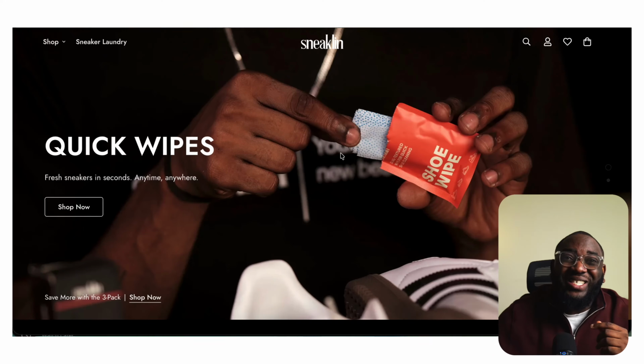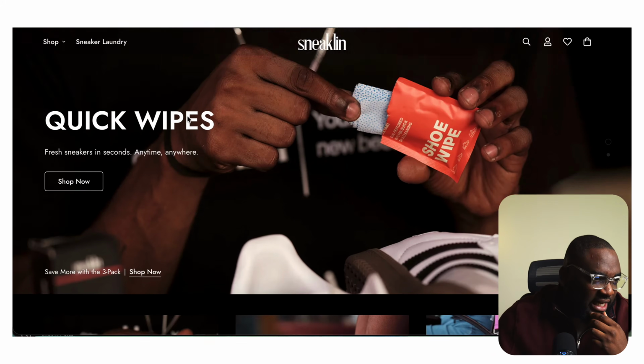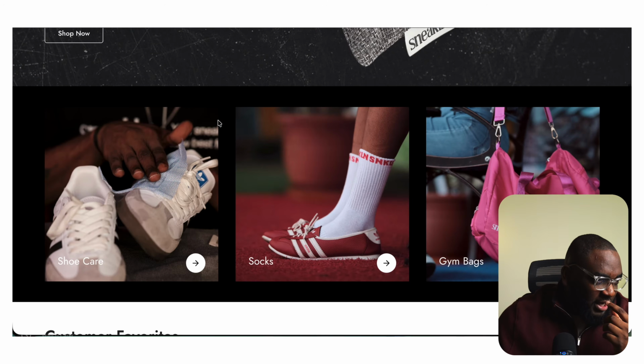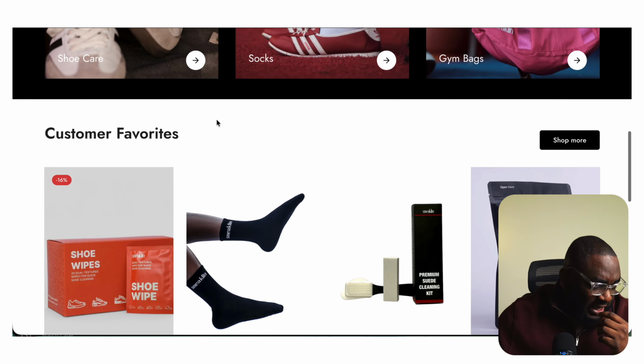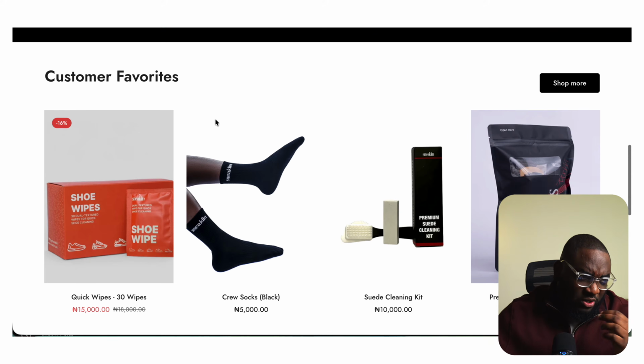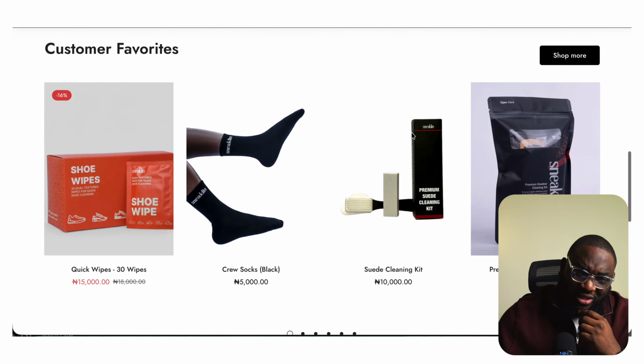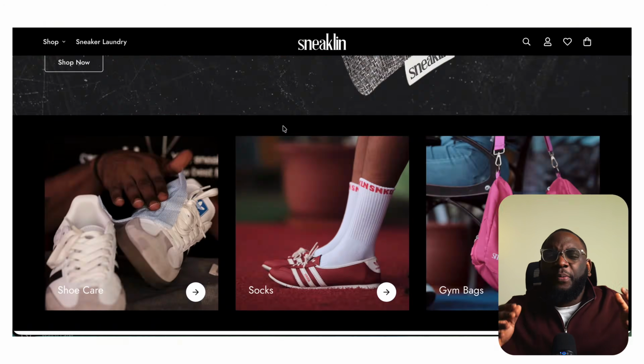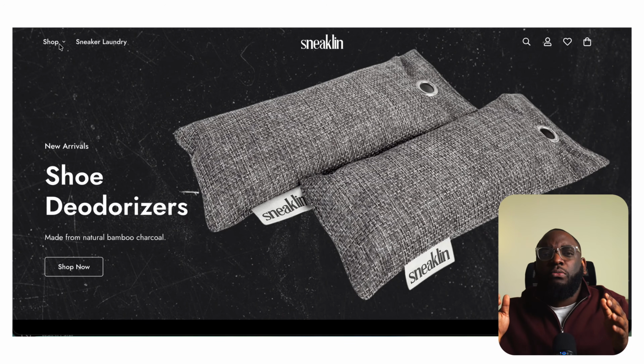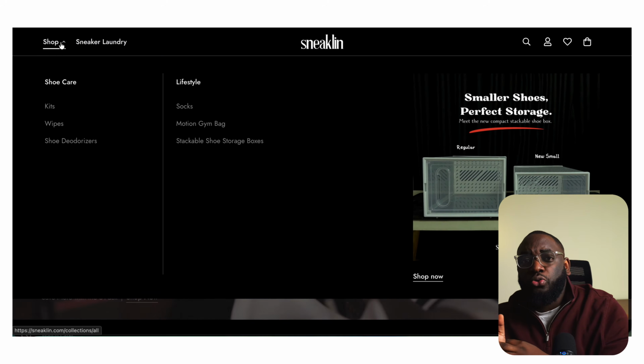But there's a company called Sneak Clean. I hope I'm pronouncing it properly. I've been aware of this product for almost 2 years now. And again, people are aware of the problem. They know that when it's time for you to wash your shoes, it's a long process. Most times you can't even put shoes in a washing machine.